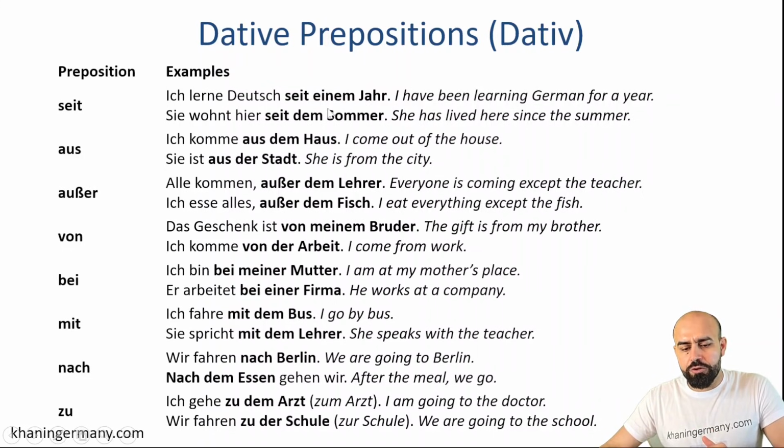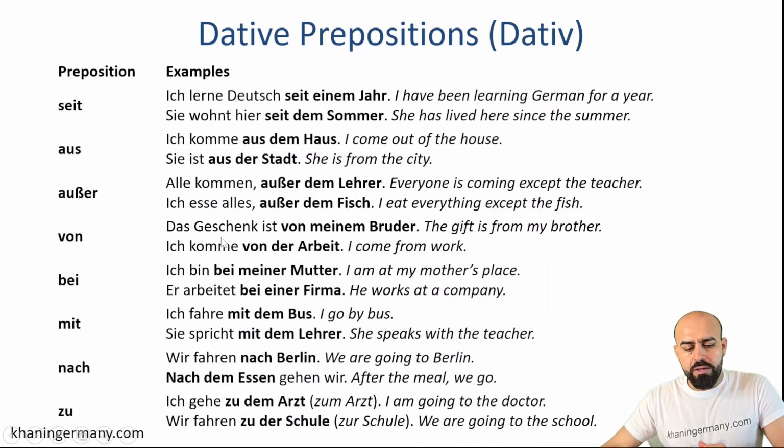Jahr is das Jahr. So, in einem Jahr, in dative, okay? Then außer: alle kommen außer dem Lehrer. Everyone is coming except the teacher, yeah? Der Lehrer, dem Lehrer, okay? Then ich esse alles außer dem Fisch, okay? I eat everything except the fish, okay? Der Fisch, dem Fisch. So, ich esse alles außer dem Fisch, yeah?